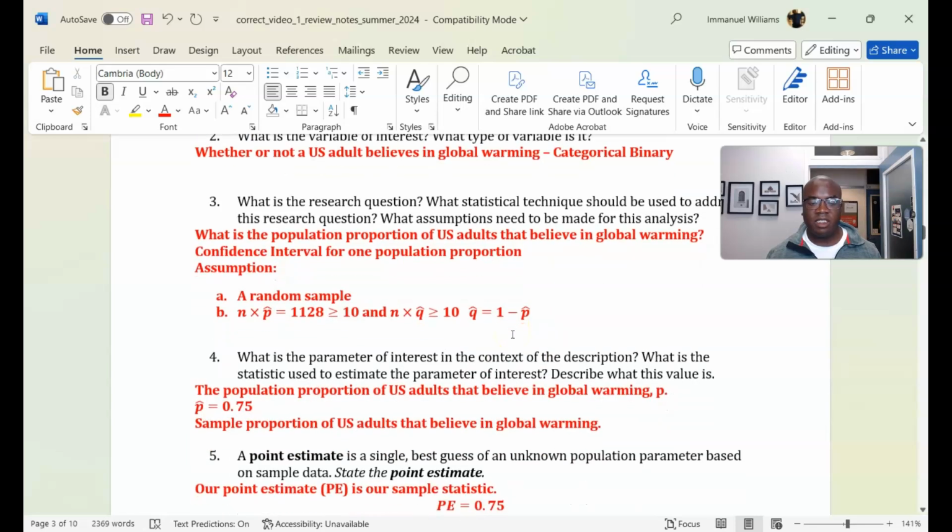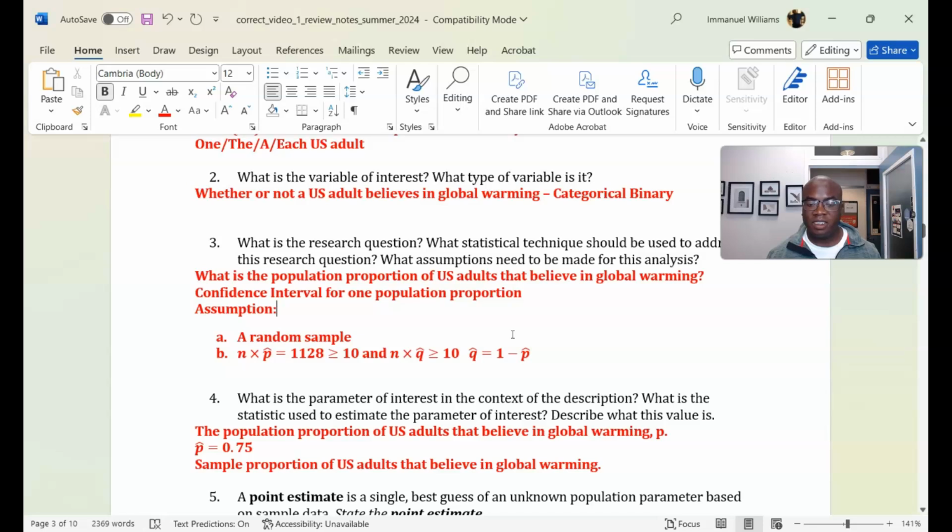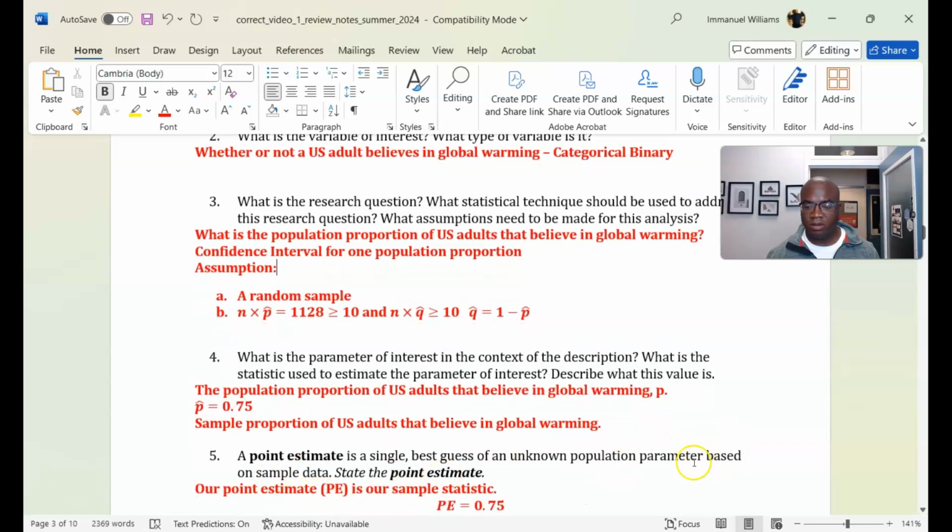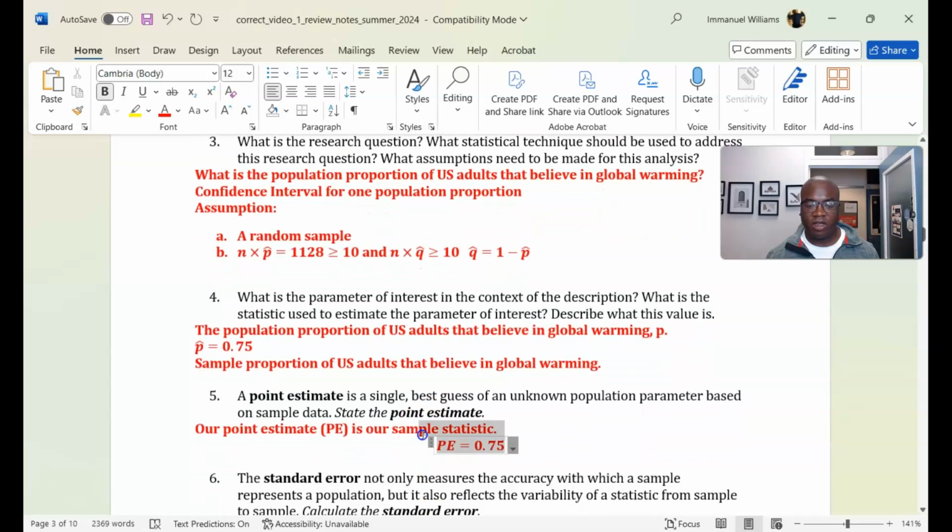A point estimate is a single value best guess of an unknown parameter. Okay, so p hat is our estimate of p, based on the sample. State the point estimate. And so the point estimate is just going to be 0.75. Okay, it's nothing too crazy.